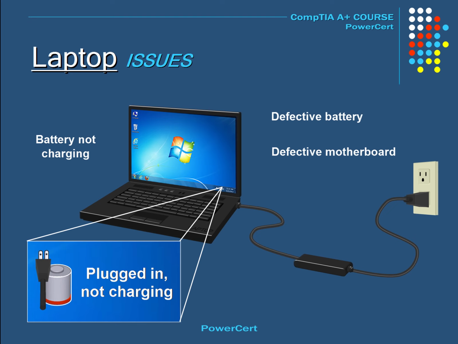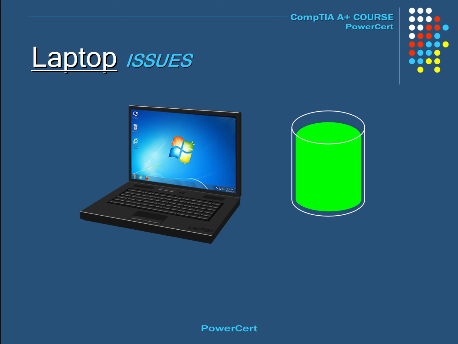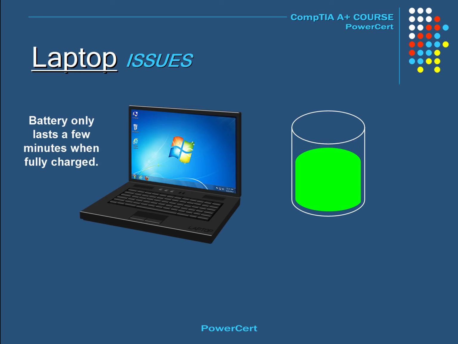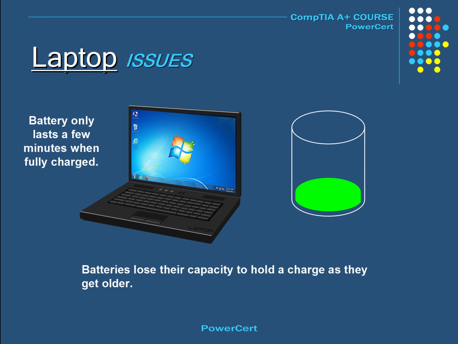Or in another scenario, let's say your battery is fully charged, but the battery only lasts a few minutes before it discharges. Now, this is a very common issue with older laptops. Oftentimes when laptops reach around 5 years old, the battery will only last a few minutes on a full charge. For example, they may only last about 10 minutes on a full charge. And this happens because batteries lose their capacity to hold a charge as they get older. So to solve this issue, all you have to do is just replace the battery for the laptop.